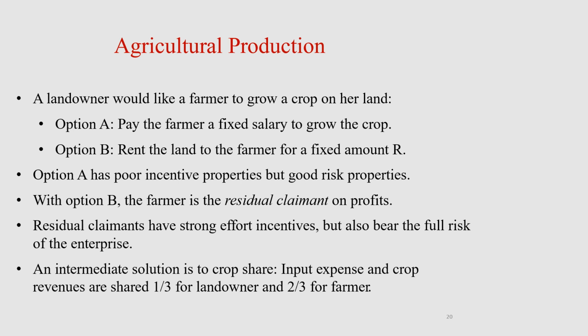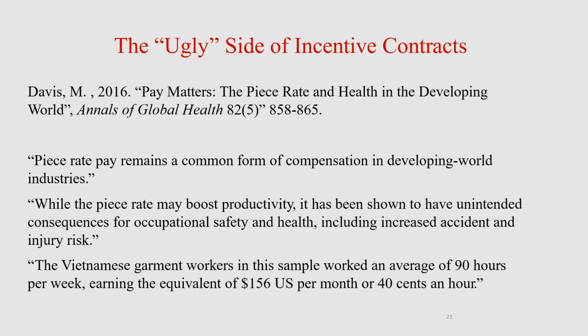An intermediate solution is to crop share, where input expense and crop revenues are shared 1/3 for the landowner and 2/3 for the farmer. And that 1/3, 2/3 is very common in rental agreements in agriculture on the prairies, say.